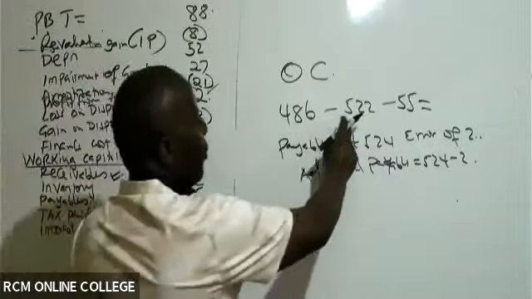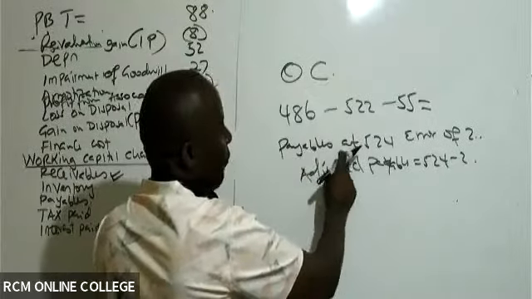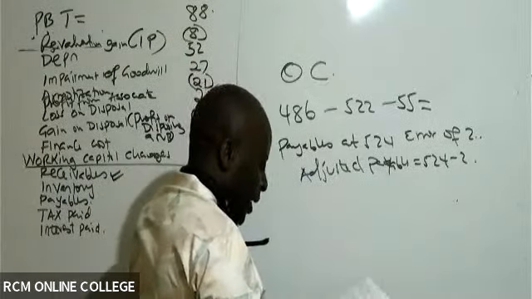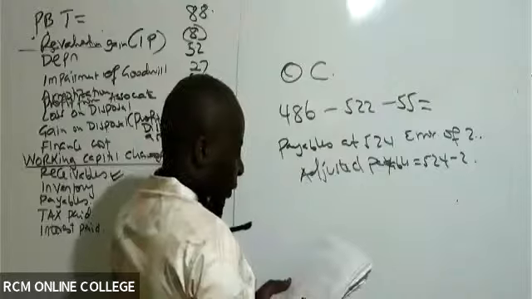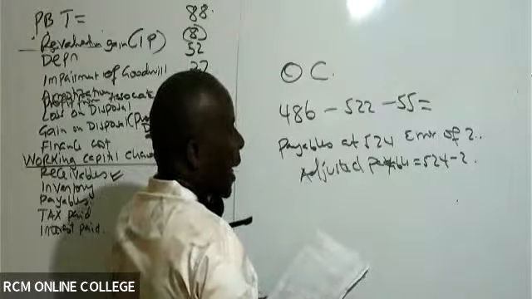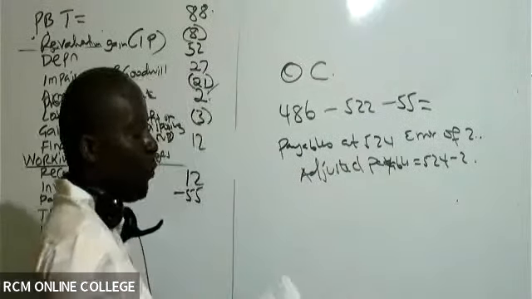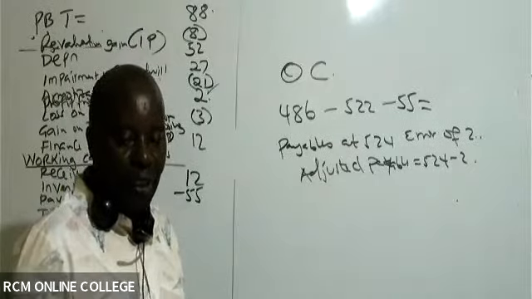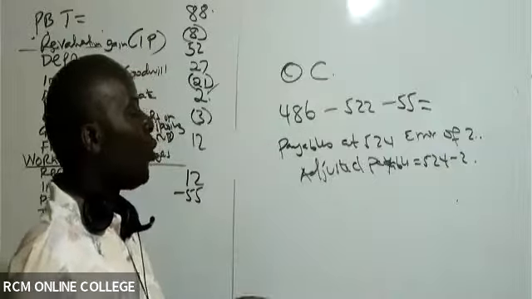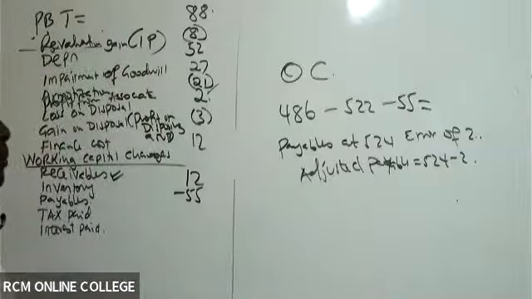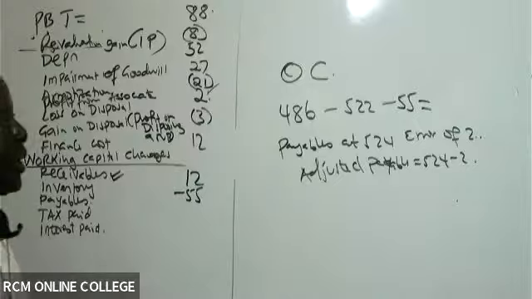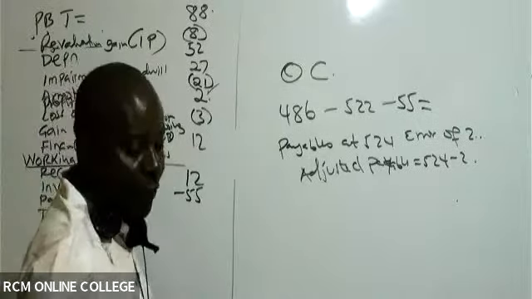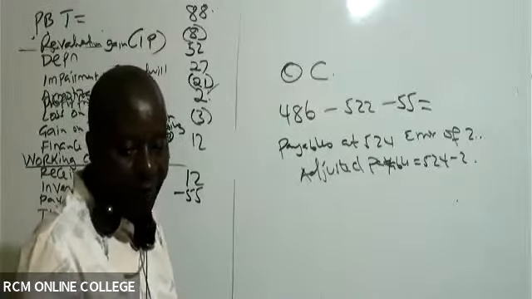This 522. So payables is at 524. But there is an error of 2 because of misclassification. Therefore, the adjusted payables will be 524 minus what here? Minus 2. So then 486 minus 522 minus 55, that will end up giving me what figure?